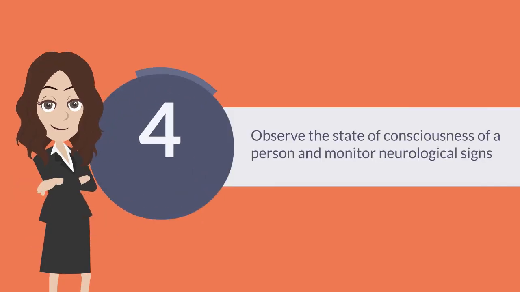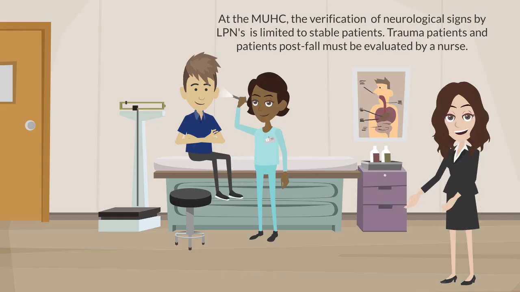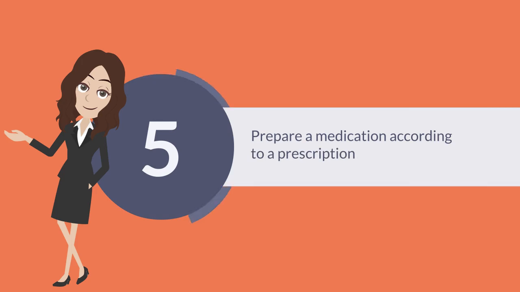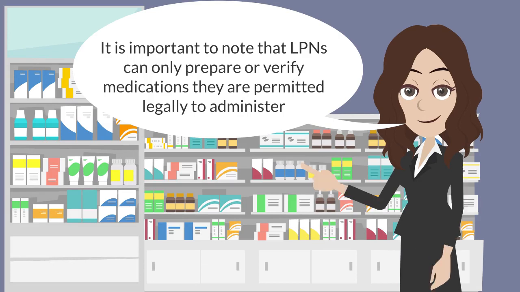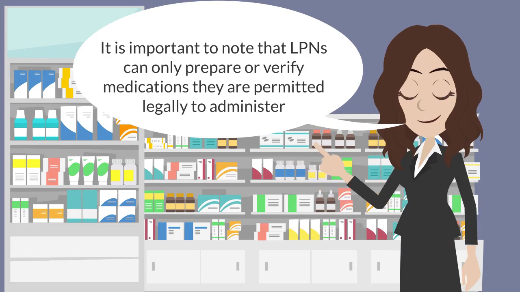4. Observe the state of consciousness of a person and monitor neurological signs. At the MUHC, the verification of neurological signs by the LPN is limited to stable patients. Trauma patients and patients post-fall must be evaluated by the nurse. 5. Prepare medication according to a prescription. It is important to note that LPNs can only prepare or verify medications they are permitted legally to administer.